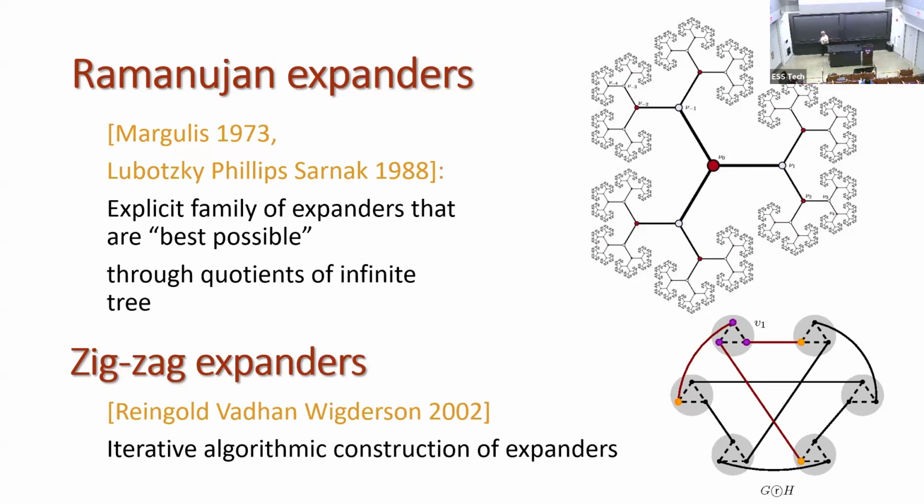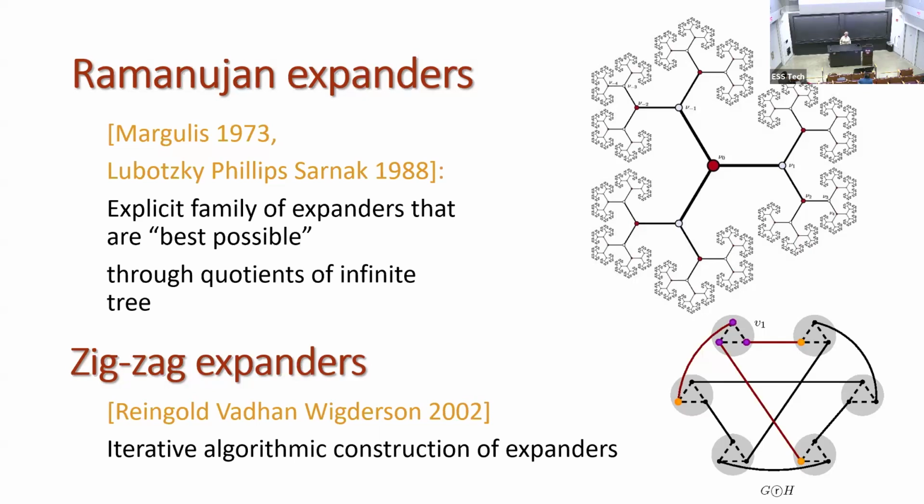Now, even though the Ramanujan expanders come from an infinite object and the quotient is complicated and the proof that they're expanders is very hard, the actual graph that they end up describing is very easy to describe, and you can find many implementations of this graph online. So it is explicit, but the proof is very difficult. So it is unsatisfying in some sense.